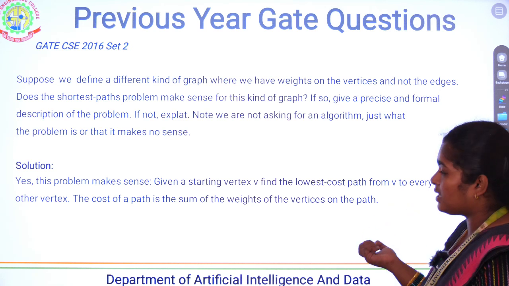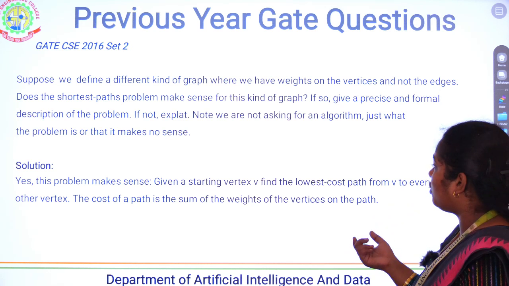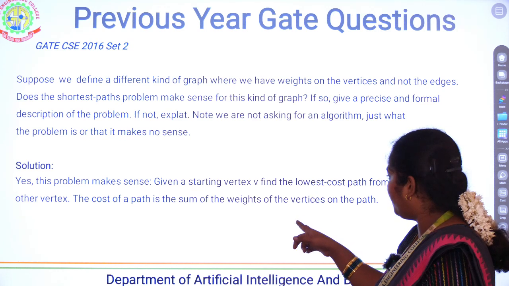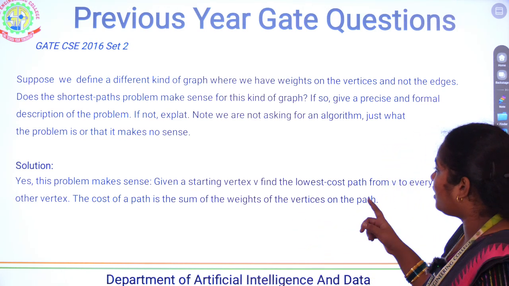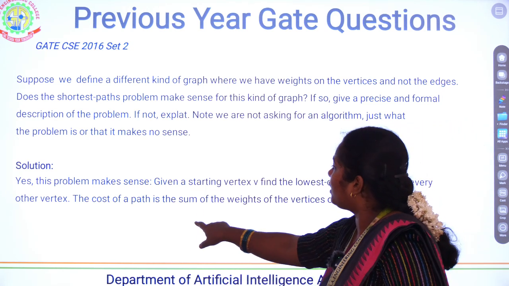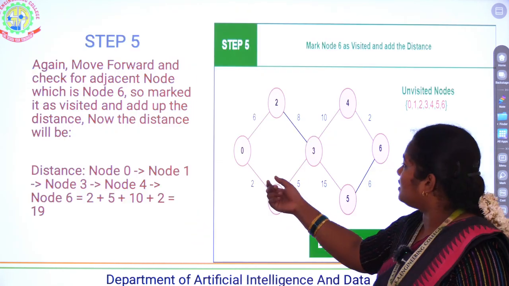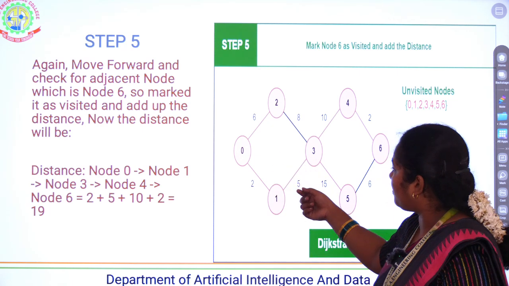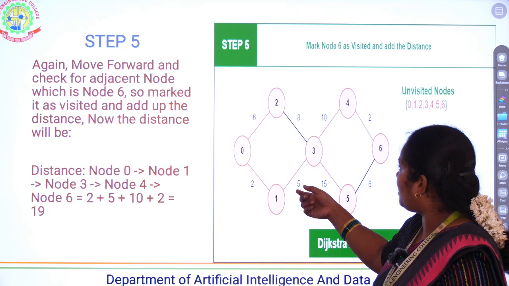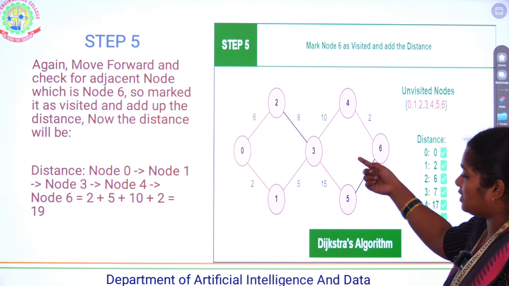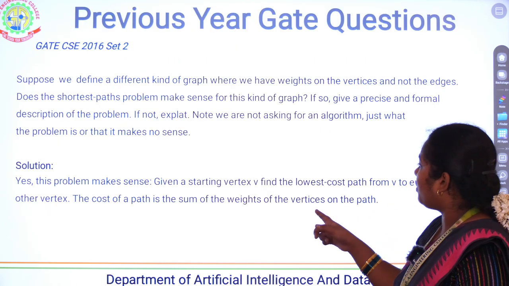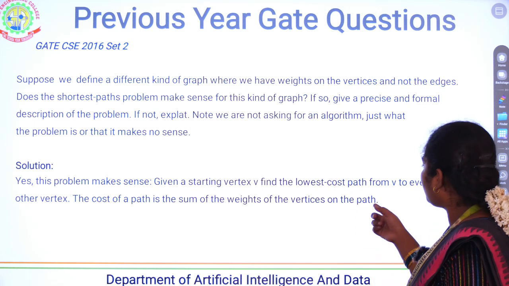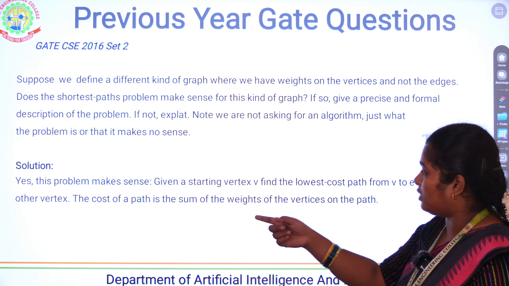So it makes sense because it has a starting vertex V with the low cost path from V to every other vertex. For example, we can see in this slide a vertex with the shortest path, with the shortest edge values, and then it tends to the biggest value. Like that, we are going to solve this question, given a starting vertex V, with the lowest cost path from vertex V to other vertices.